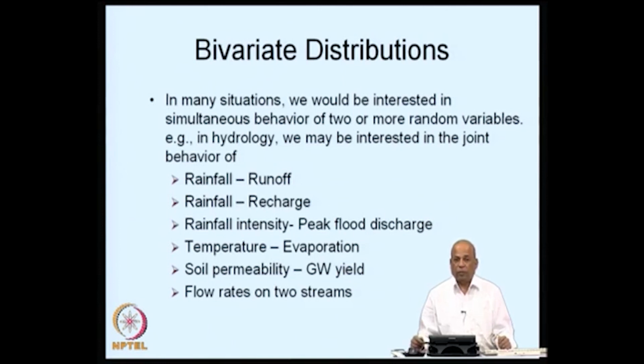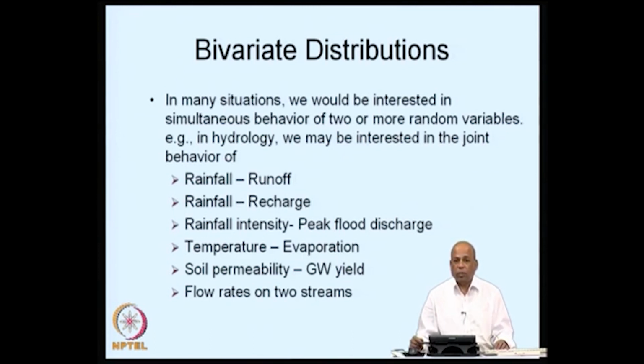And a classic case is the flow rates on two adjacent streams, where we may define Q1 as the flow rate in one of the streams and Q2 as flow rate in the second stream, and both of these are random variables, and we would be interested in the joint variations or the joint distributions of the two random variables Q1 and Q2.